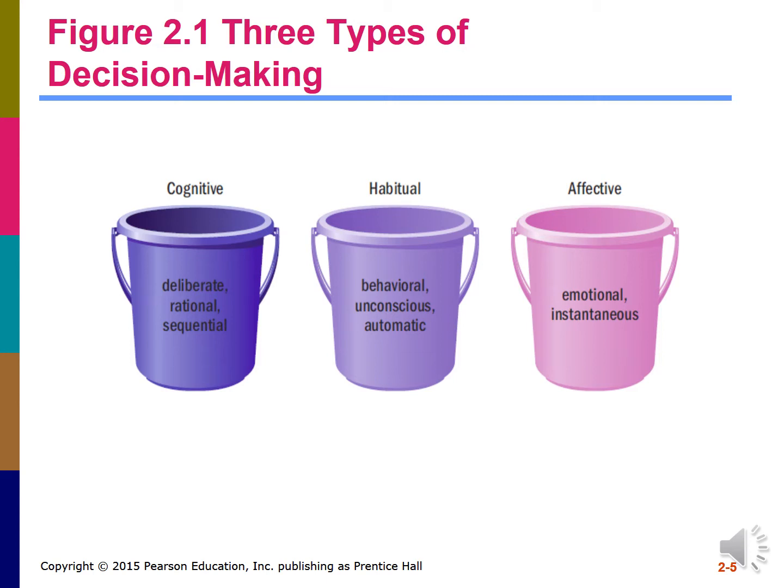Let us self-reflect in our role as consumers. Please assess which bucket you lean towards most. It is critical for the well-being of all stakeholders that we do more cognitive, deliberate, rational, sequential decisions versus habitual, behavioral, unconscious, automatic, and affective, emotional, instantaneous. Too many decisions are made in the habitual and affective buckets and bring negative externalities upon others as well as the decision maker. The popular culture is a strong driver in decision making, and in many circumstances must be negated with a more cognitive approach to decision making.